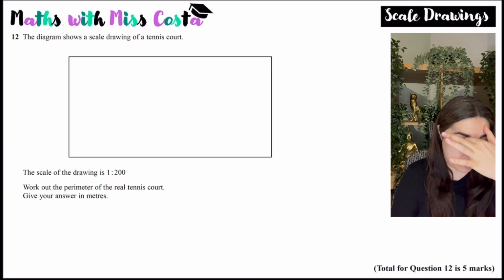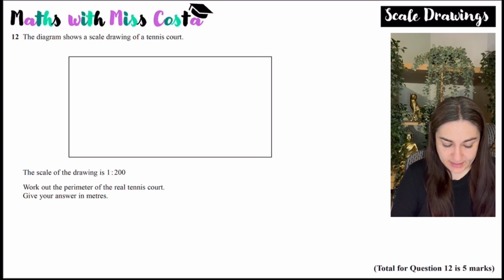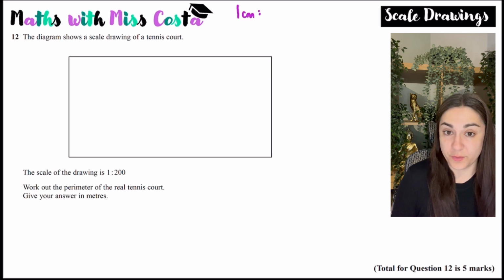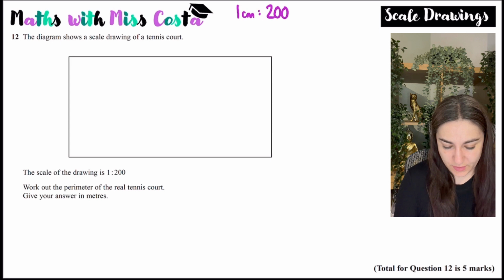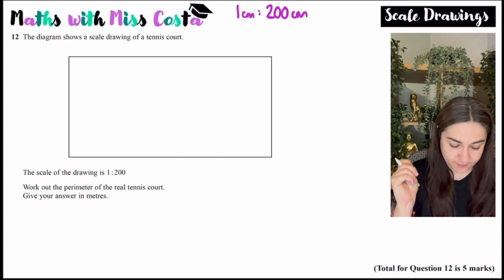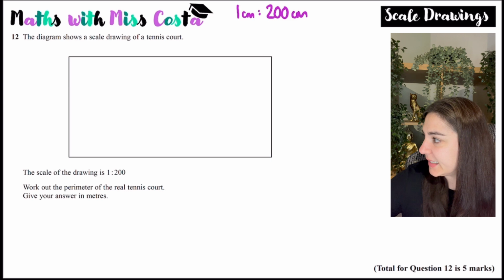Okay, so now I've got a scale drawing. I'm told that the diagram shows a scale drawing of a tennis court and the scale of the drawing is 1 to 2000. So that's going to be 1 centimetre on the drawing is 200 centimetres in real life. So work out the perimeter of the real tennis court and give your answers in metres.